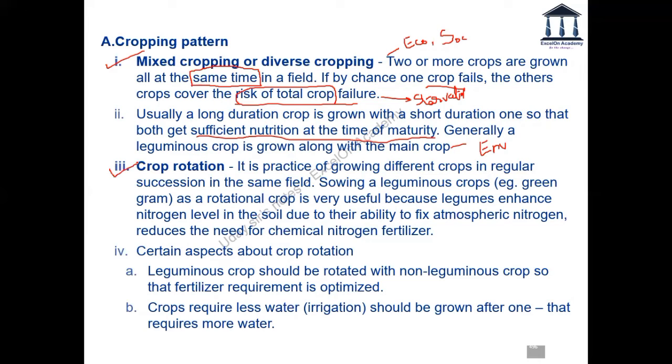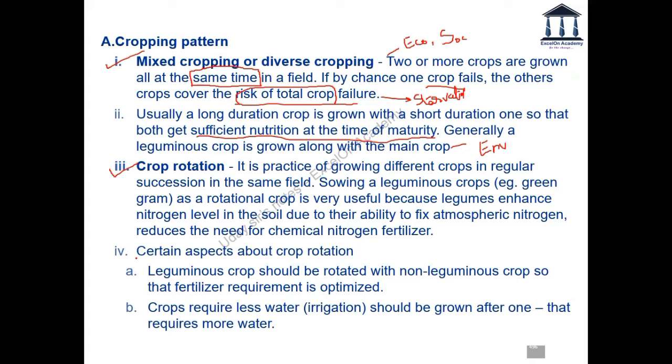The second is crop rotation. So what is crop rotation? As the name suggests, you're rotating, which means growing different crops in regular succession in the same field, one crop after another. Which means you sow a leguminous crop, and then you follow it with another crop which, let's say, requires a lot of nutrients from the soil. The leguminous crop is useful because it enhances the nitrogen level in the soil, which can be readily used by the next crop. Right, like paddy.